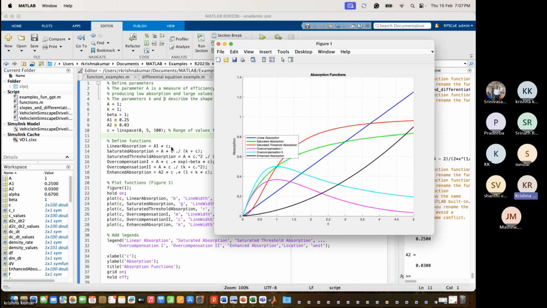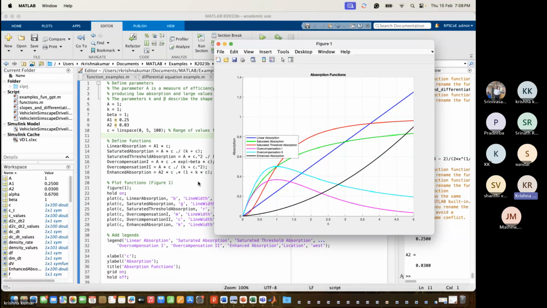Just A into C. This is the equation. A into C. You can see it here. So linear absorption, because linear means it will just go in a straight line. So this is the curve. Linear absorption. Just straight, keeps on going. Okay, so that's the first thing.